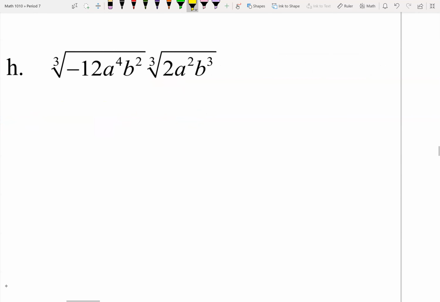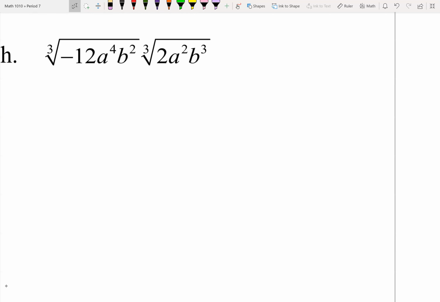Okay, question H. Together, separate, they're bad, right? So let's just pull them together. Cube root of negative 12 times a positive 2 is a negative 24. On the A's, you have 4 and 2. Is that a total of 6, guys, or is that a total of 8? Do you add them or do you multiply them? Come on. You add them and get a 6. When do you multiply? This is when you multiply.